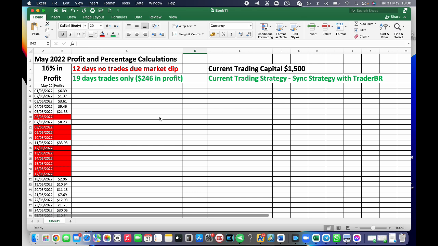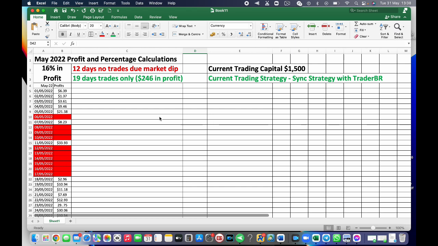But Royal Q was able to do only 19 days of trade and made a profit of $246 with a current trading capital of 1,500. So a profit of $246 is quite good, which is 16%.